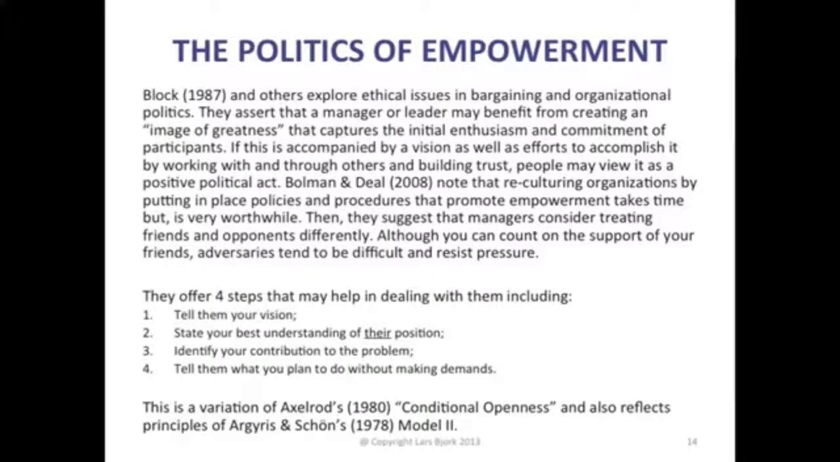Bowman and Deal note that reculturing organizations by putting in place policies and procedures that promote empowerment takes time, but is also very worthwhile. They suggest that managers consider treating friends and opponents differently. Although you can count on the support of your friends, adversaries tend to be difficult and resist pressure. They offer 4 steps that may help in dealing with them, including, first, tell them your vision. Second, state your best understanding of their position. Third, identify your contribution to the problem. And fourth, tell them what you plan to do without making demands. This is a variation of Axelrod's conditional openness and also reflects principles of Argyris and Schön's Model 2.